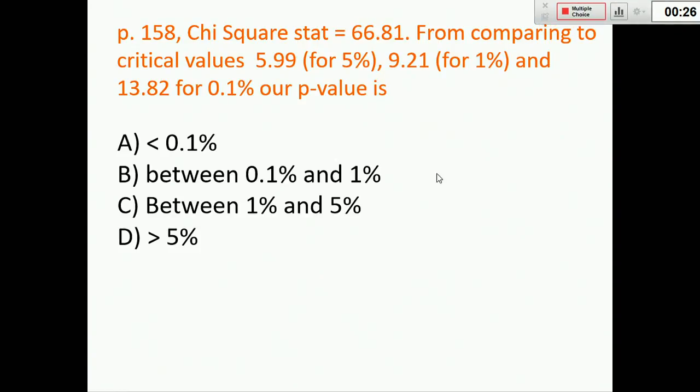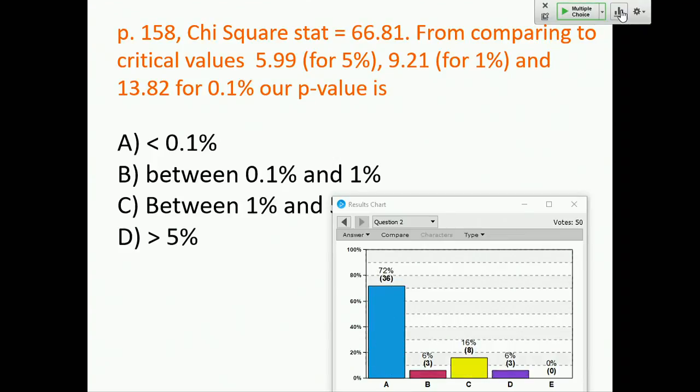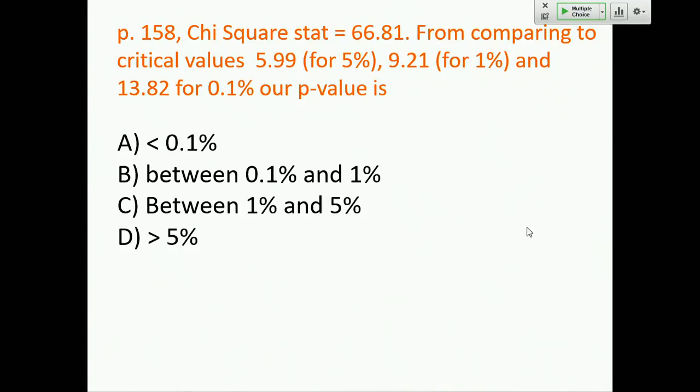You can't figure it out exactly, but from the table, from these critical values, you know which one of these to choose. So just choose one of those. Okay, just a few more seconds, and we'll see what you chose. Okay, the answer is A. Great. Good job.